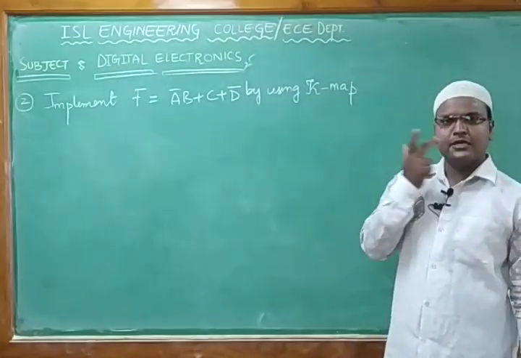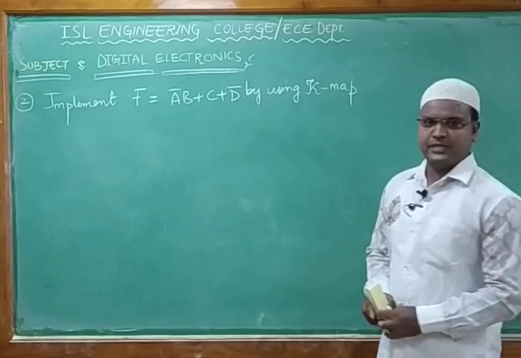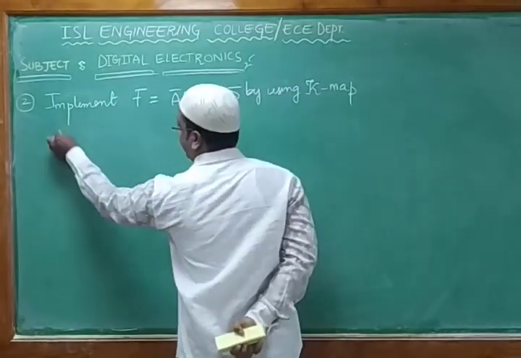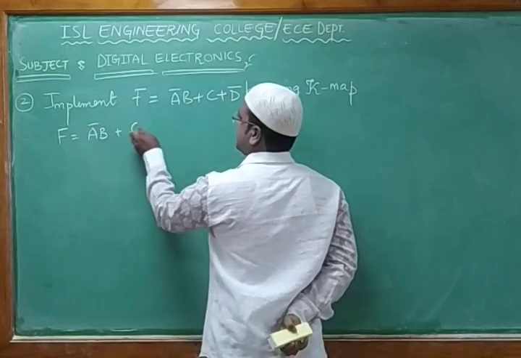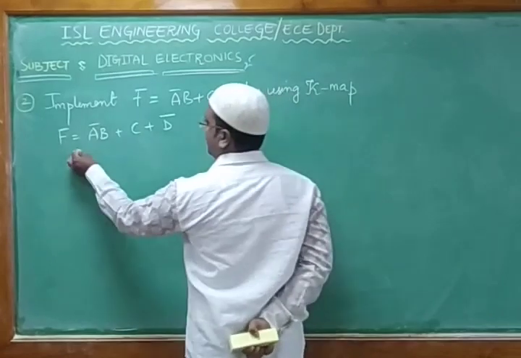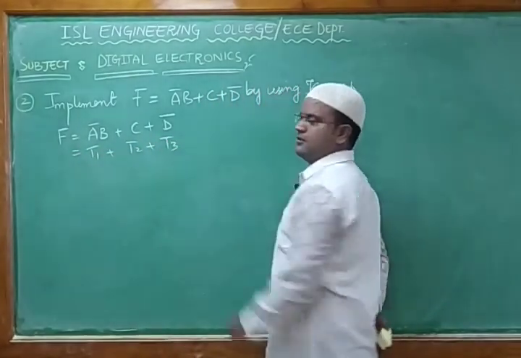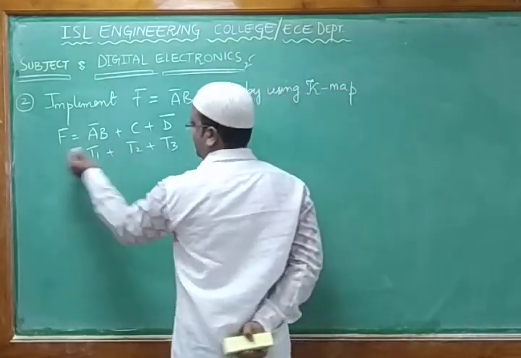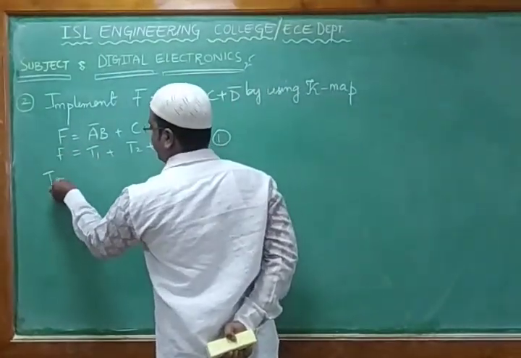For doing this, we first need to write it in terms of the respective min terms. How do we do it? First we take f is equal to a complement b plus c plus d complement. We'll assume this is term 1 plus term 2 plus term 3. Let it be equation 1. We'll consider the first term. What is the term 1 value we have?